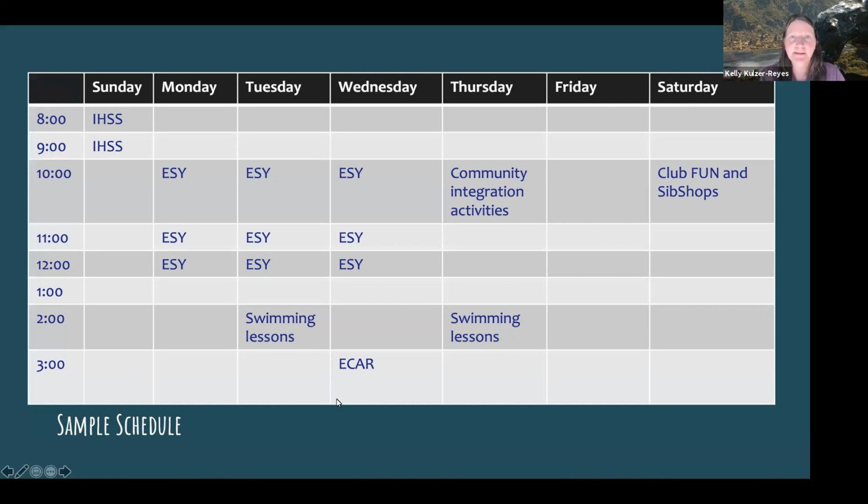I want to make sure that my daughter has access to community integration activities or club fun and SIB shops, which I also fund through self-determination for my son, whose little sister has a diagnosis of Down syndrome. And then swimming lessons, I want to make sure that's in there. E-car, I put in there. Club, let's see, maybe it's crew, maybe it's whatever.